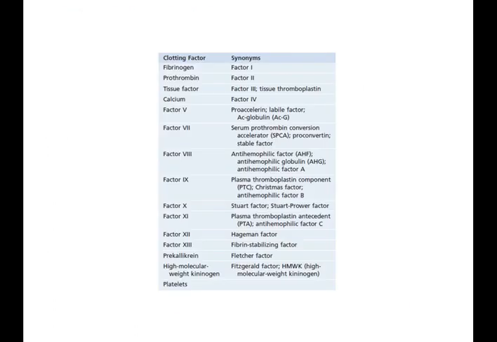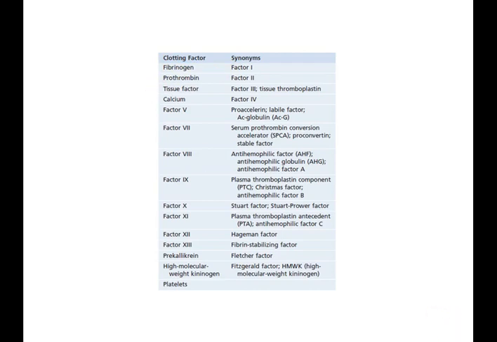Slide 8. In this table, the most important clotting factors and their synonyms have been shown. As you see, fibrinogen is also called factor 1, and it is one of the important factors which has a role in clotting. Please note that it is important to know the synonyms of the clotting factors. So, I suggest you keep the synonyms in your mind.